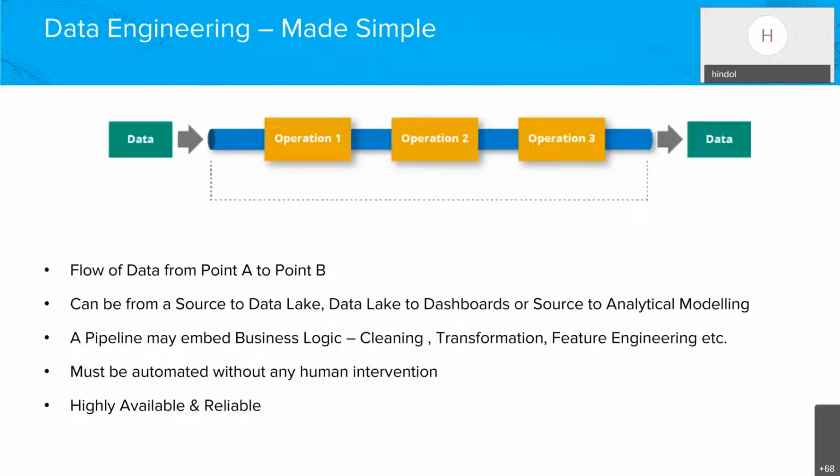So the first part of this presentation, in the first 5 or 6 slides, I will try to explain the concepts behind data engineering, what is involved in data engineering, and what are the things that one has to keep in mind if one is creating a data engineering architecture for a specific use case. So we will start from very simple.